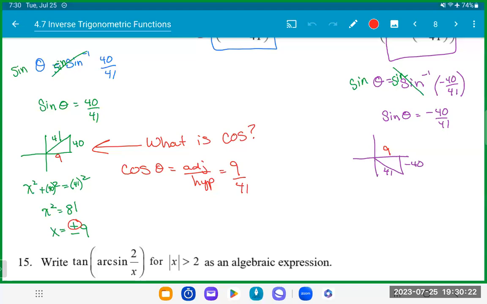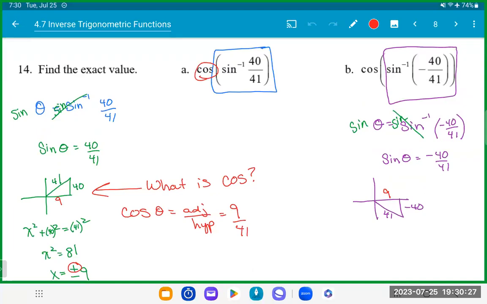Okay. So now when we look at this, we're looking for cosine. So cosine of theta is equal to 9/41. You'll see that they're exactly the same, right? For this particular problem, but it won't always be the case. The sign can be different, but the cosine didn't happen to be in this case. Okay? Questions?